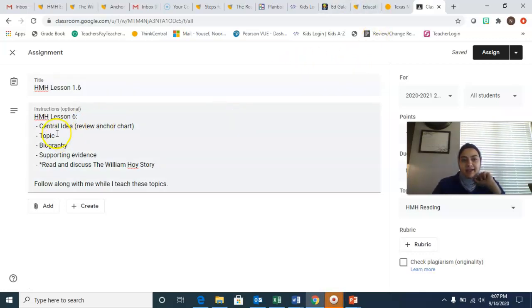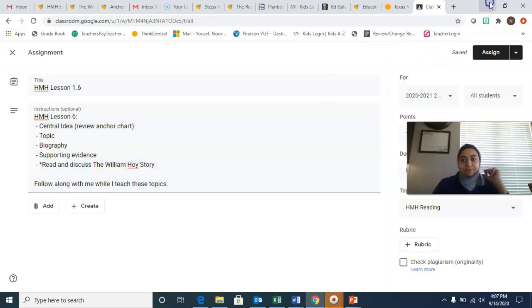We are doing lesson 1.6 today. We will be covering central idea, that's the main idea. We're also going to be covering the topic and biography, supporting evidence. Okay, so what does all that mean? Well, I'm going to teach you in just a second. But our main focus is we're going to read and discuss the William Hoy story. Follow along with me as I teach these topics.